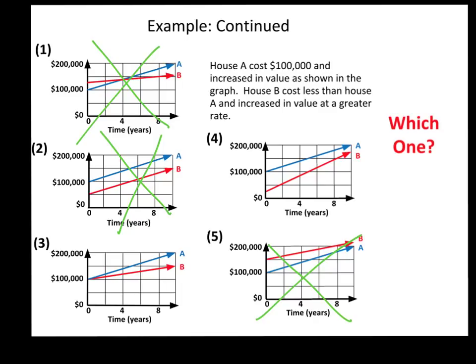And then if we look really closely at number 3, you might notice that they're both starting at 100,000. That's not going to work either. And B, it doesn't have as steep of a line. So our answer then is number 4. It started at a lower value, and then it increased steadily, and that line is steeper than the blue line.